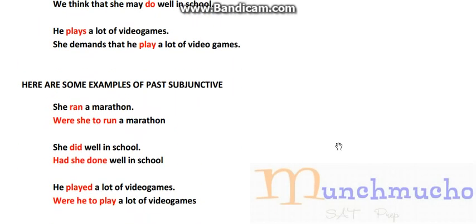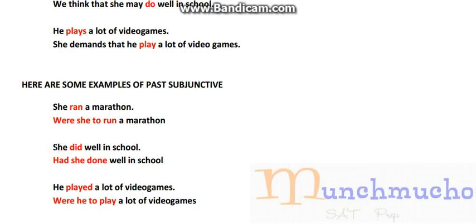Here are some examples of the past subjunctive. All the other ones that we looked at, we were talking about the present subjunctive. First one, she ran a marathon. Again, indicating. Were she to run a marathon? Okay? We're talking about the future now. Were she to run a marathon, she would get my respect. First one, we're indicating something. Second one, we're also indicating something, but we're indicating it as a future scenario.